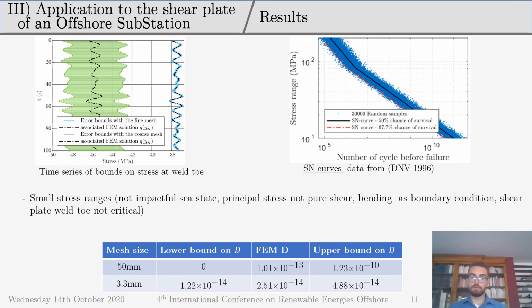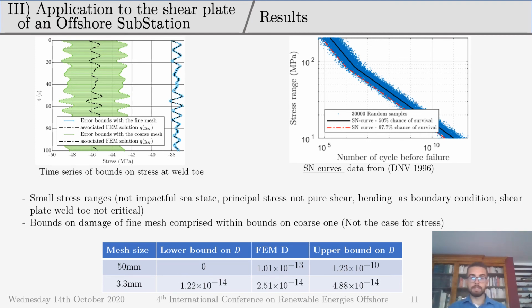So we plotted the table at the bottom of this slide with the fine and the coarse mesh, the lower and the upper bound, and the FEM damage. What you can see first is that the bound on the fine mesh is included within the one on the coarse mesh, which was not the case for stress, meaning the exact solution may lie within the bound estimated now. You can also see that there is very low damage, about 10 to the minus 14 on the fine mesh. This may be due to a single sea state of 3 hours, but also because we observed small stress ranges.